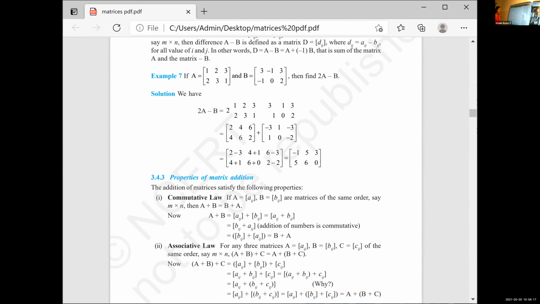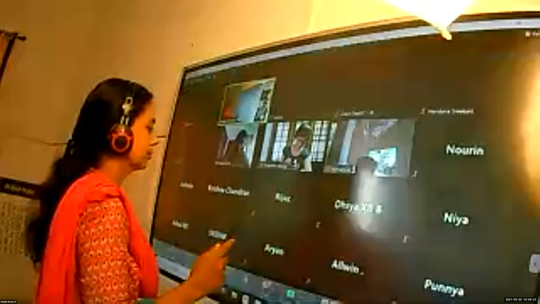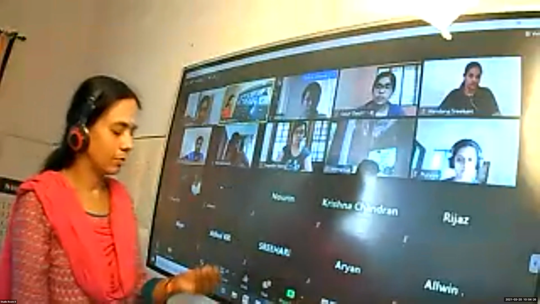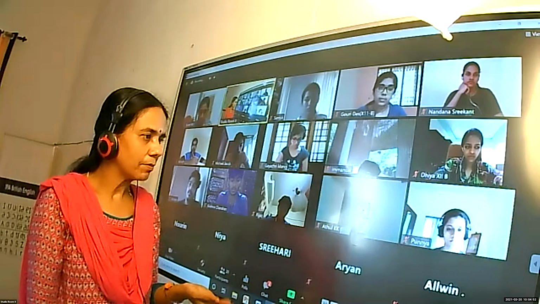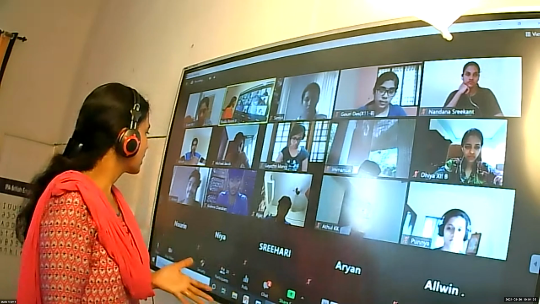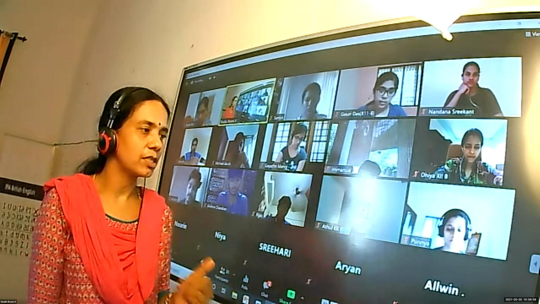Next is properties. The first one is matrix addition is commutative. What is meant by commutative? Last year we learned that A plus B is equal to B plus A. We learned this in complex numbers, where we checked whether addition of complex numbers is commutative and associative. In the same way here, we are discussing with matrices whether matrix addition is commutative or not. You find A plus B, you find B plus A. Both will be the same. Therefore, matrix addition is commutative.